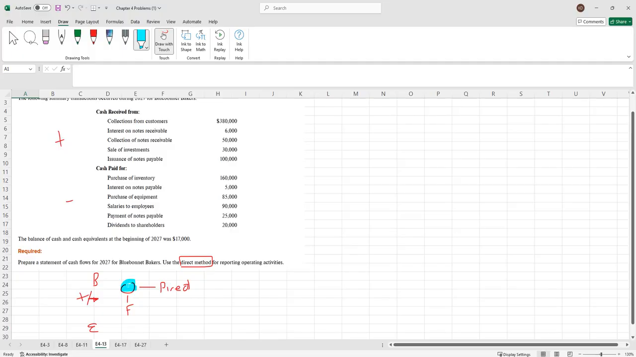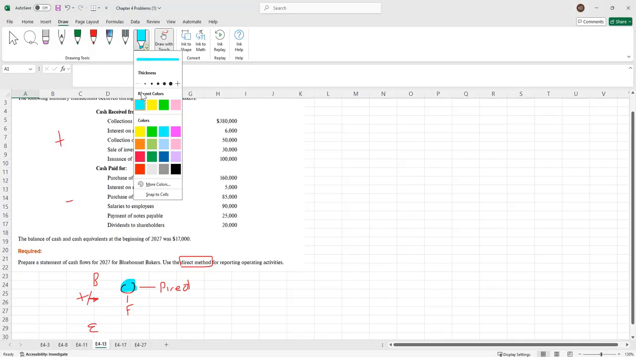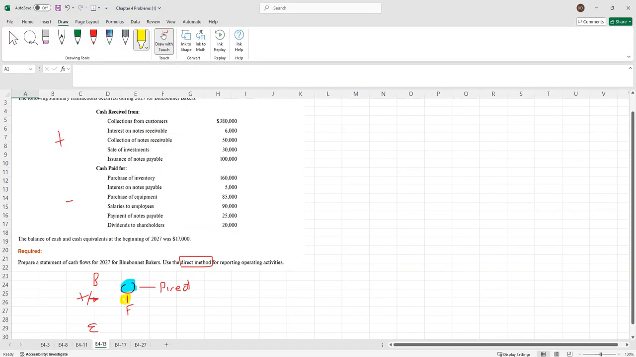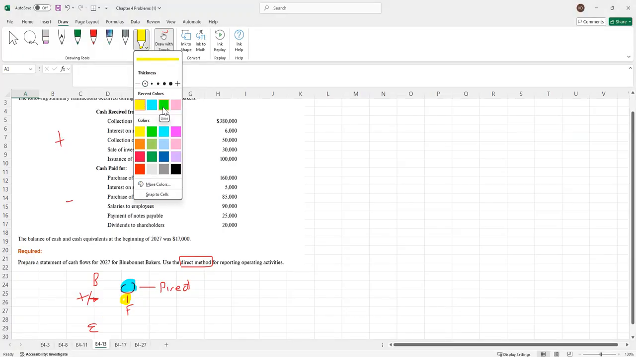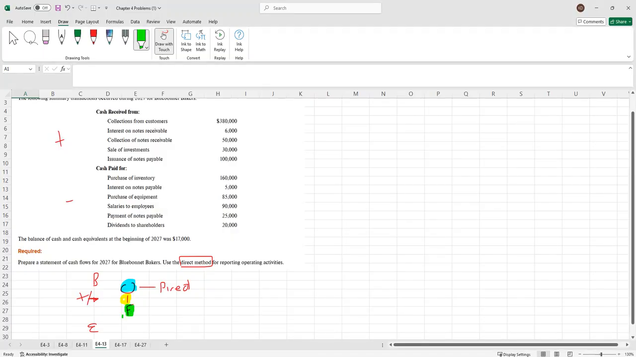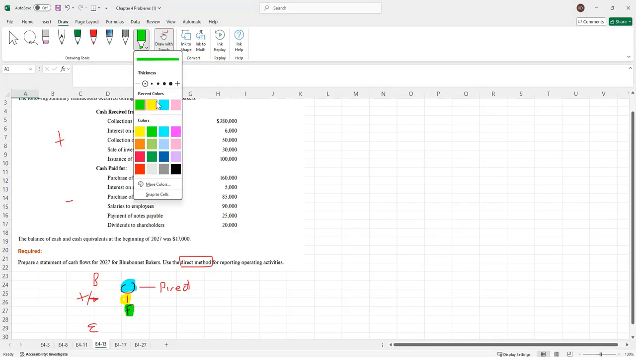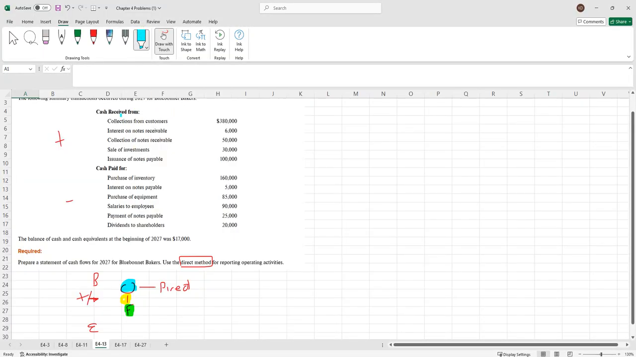So we'll make anything related to operating activities blue, we'll make anything related to investing activities yellow, and we'll make anything related to financing activities green. Okay, so let's start with our operating activities. If we look over here, yes, that would include collections from customers. That would include interest that we received on notes receivable.